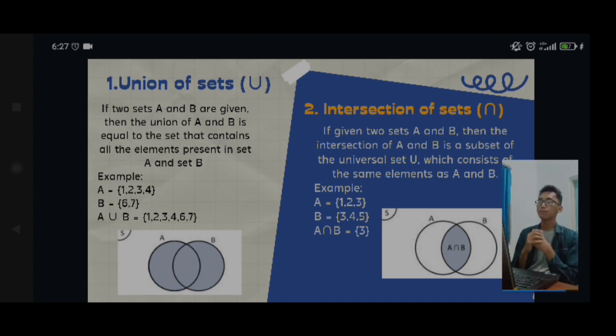To simplify this, we just combine the elements inside of sets A and B. So we have the union of the sets, which is symbolized by U.